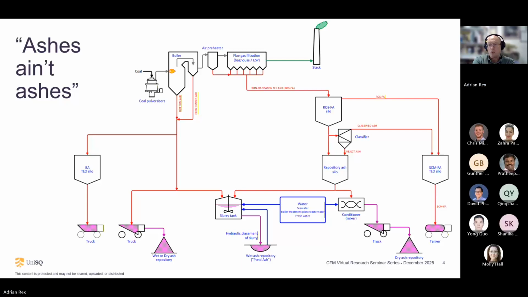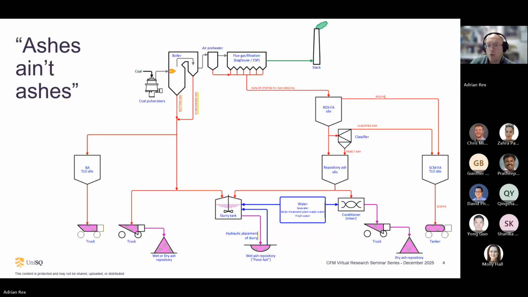So we have our coal-fired boilers. We pulverize the coal to about 100 microns and blow it into the boiler, where it combusts. We obviously get energy, but we also get residual products. We get heavy particles that fall to the bottom of the boiler, which are termed bottom ash. And then the rest of the particulates head off in the flue gas.